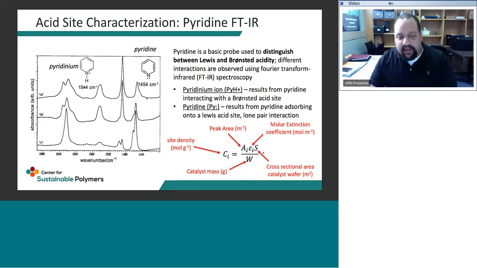So this is a nice qualitative way to distinguish whether you have Bronsted or Lewis acidity. Then, using a concept like Beer-Lambert's law, we can further extend this to correlate the area underneath these peaks at the characteristic vibrational frequencies, and with the use of certain molar extinction coefficients, we can correlate this back to an active site density. And so we can determine how many Bronsted acid sites we have and how many Lewis acid sites we have.